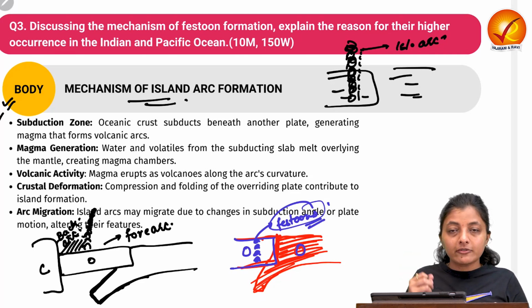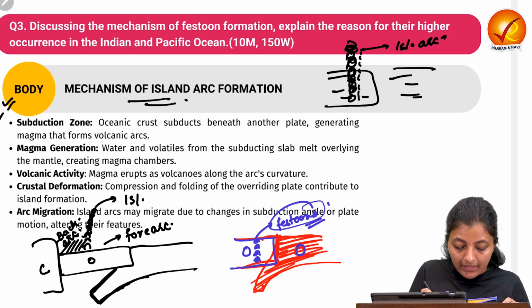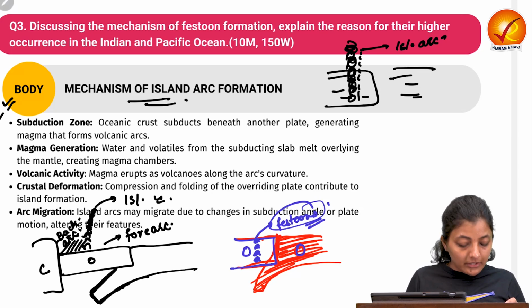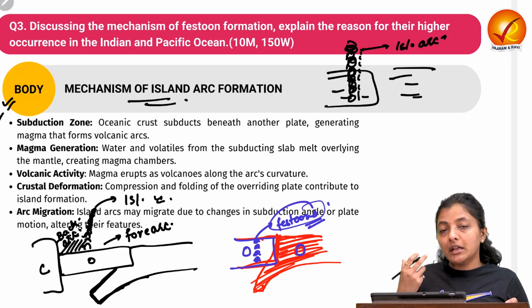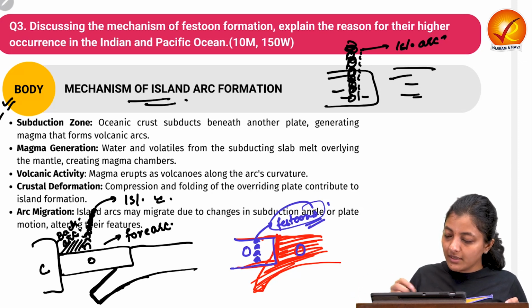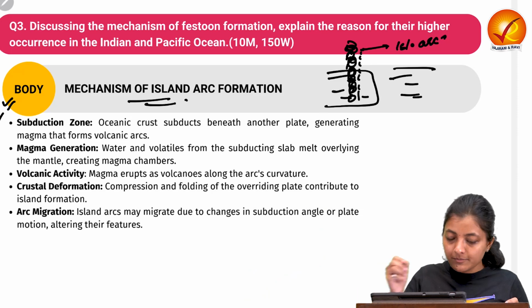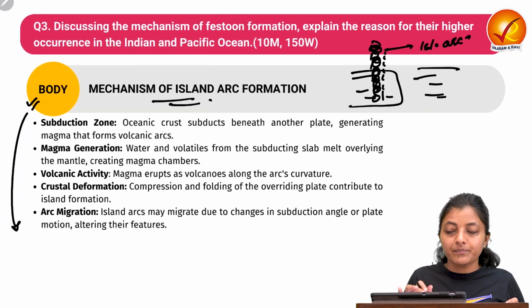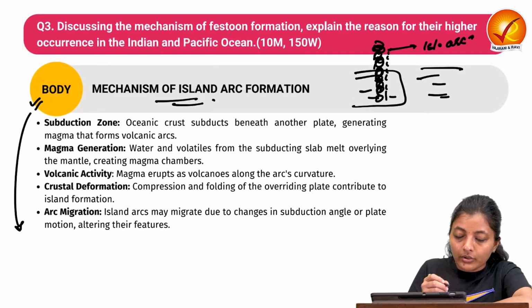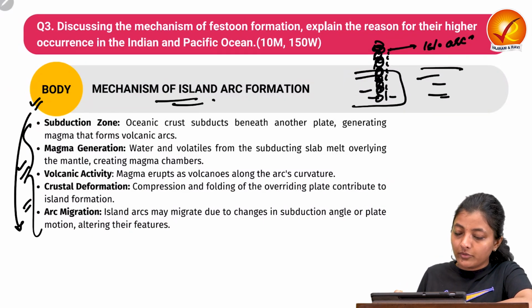Like for example, the Sea of Japan, East China Sea, etc. And the island arcs like Andaman and Nicobar Islands, Japanese Islands, Aleutian Islands, etc. So these are the festoons. So this way we have seen through the diagram how island arcs get created. Okay, so this is only suggested over here.